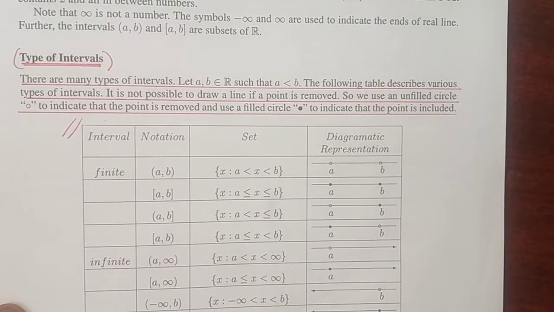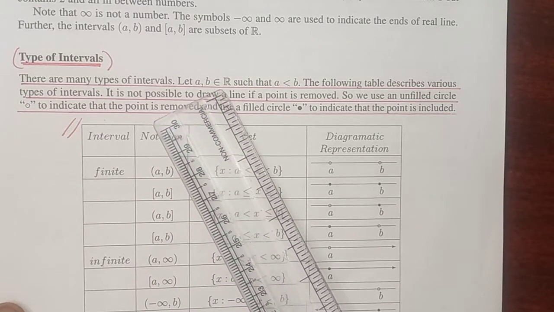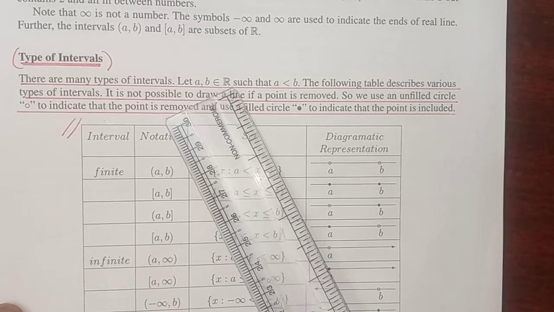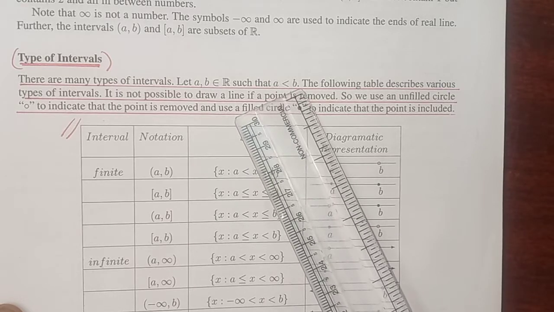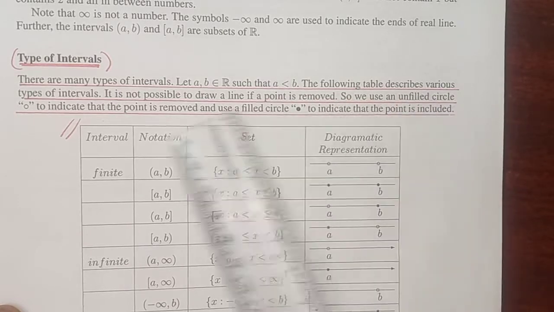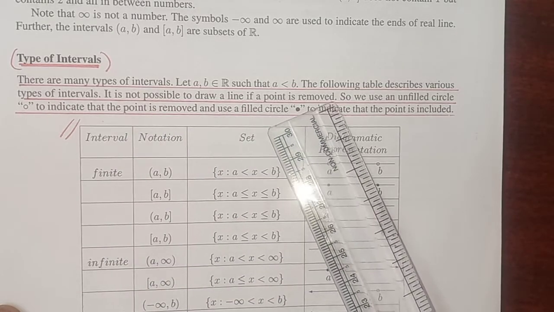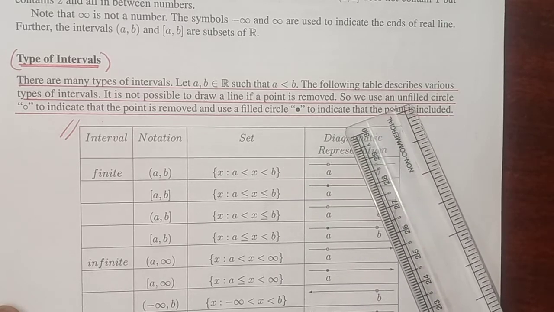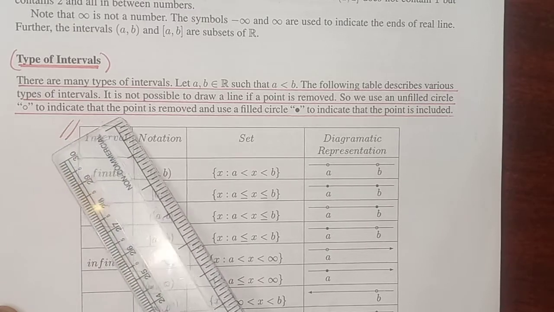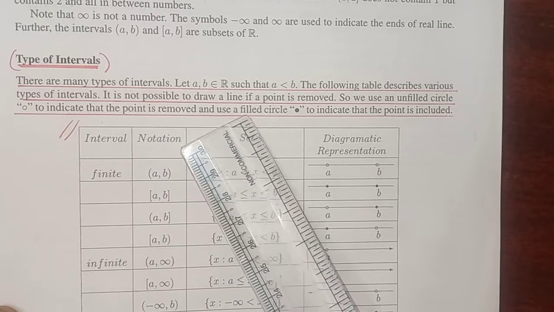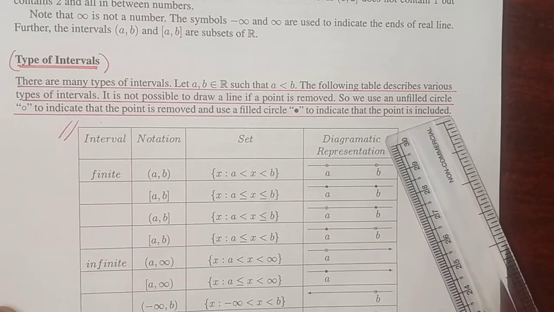Now, types of intervals. There are many types of intervals. Let a, b belong to R, where capital R represents the set of all real numbers, such that a is less than b. The following table describes various types of intervals. It is not possible to draw a line if a point is removed, so we use an unfilled circle to indicate that the point is removed, and a filled circle to indicate that the point is included.